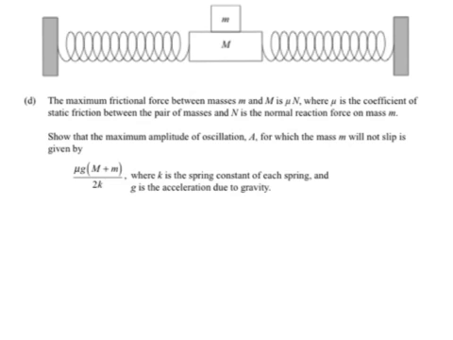Show that the maximum amplitude of oscillation A, for which the mass small m will not slip, is given by that expression, where k is the spring constant and g is acceleration due to gravity.